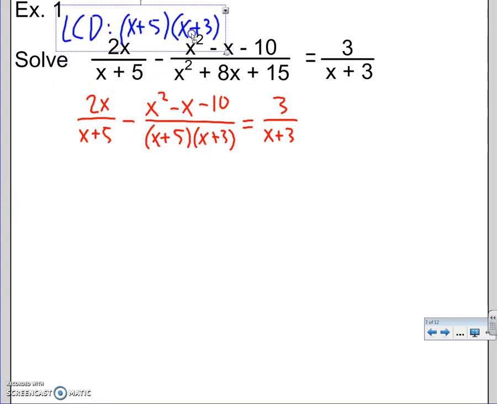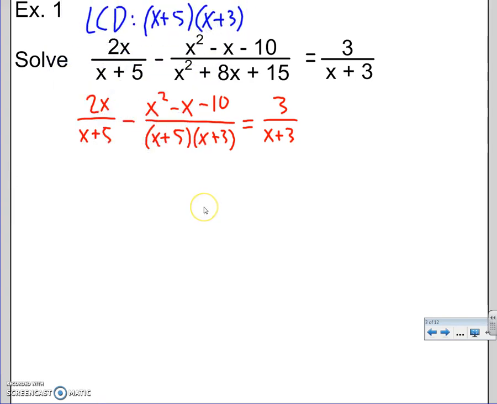So let's move this up here. That means I'm going to fix the first one by multiplying by what's missing. We need a x plus 3 on both. The middle is already set with both x plus 5 and x plus 3. The right fraction needs the x plus 5, so times x plus 5 over x plus 5. All right, now let's put it all together.